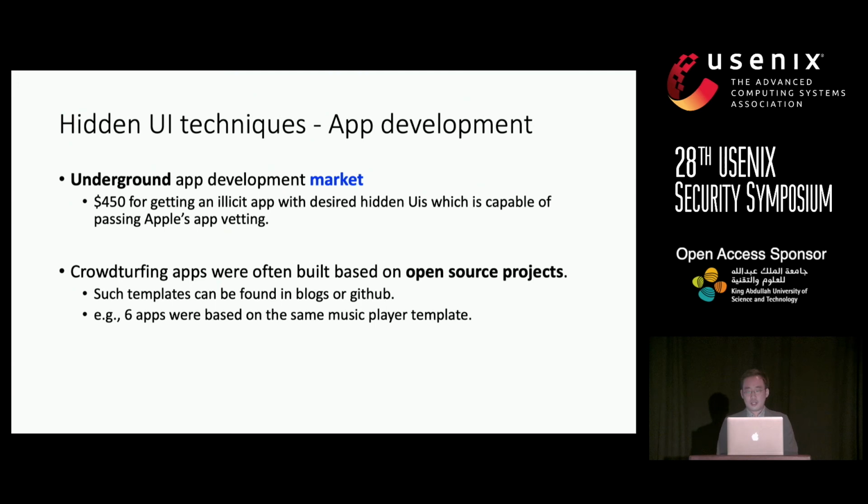We also studied how such apps were hiding their UI. Let's begin with how they are developed. By searching Google with the app names, we found that the crowdturfing platform owners, the cybercriminals, were willing to pay up to $450 for getting an illicit app that is capable of hiding the crowdturfing UI to pass the app review process.